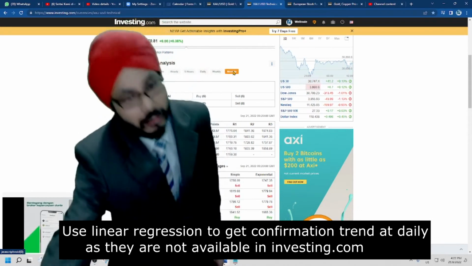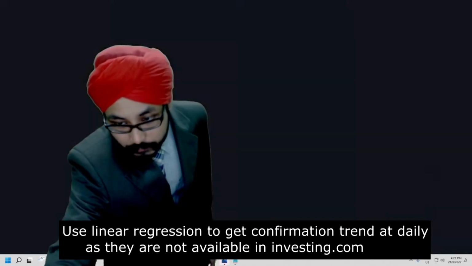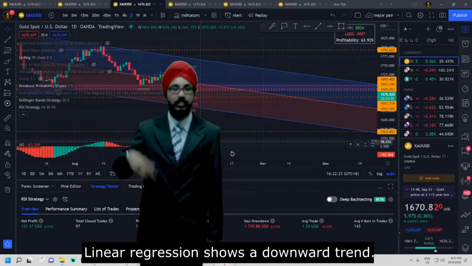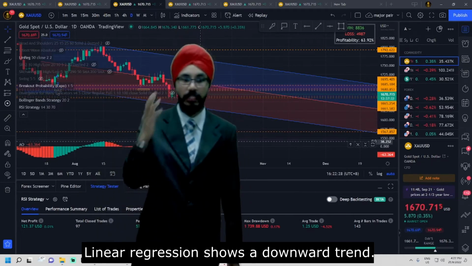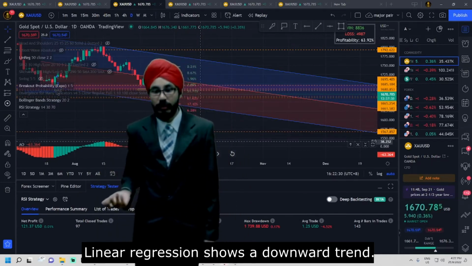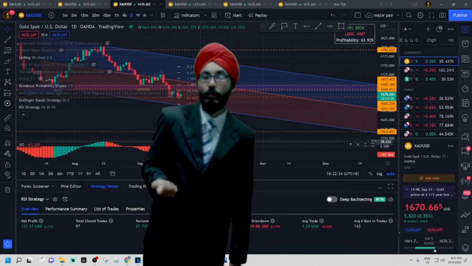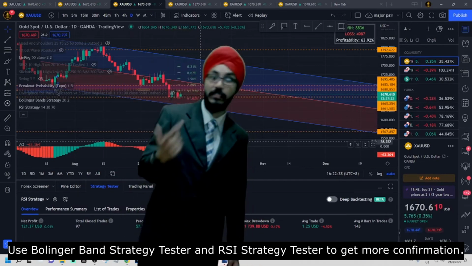Moving forward, if we would like to have more confirmation, we can always check by using the linear regression, as linear regression is not in investing.com. As we could see on the daily chart, linear regression is actually showing a downtrend. We can support this by having a strategy tester as well, where we can get a Bollinger Band strategy tester as well as an RSI strategy tester.